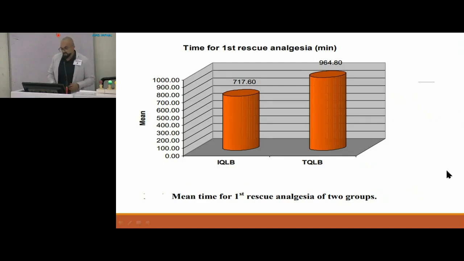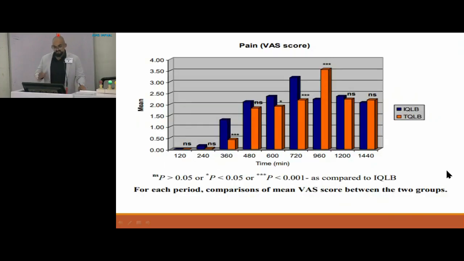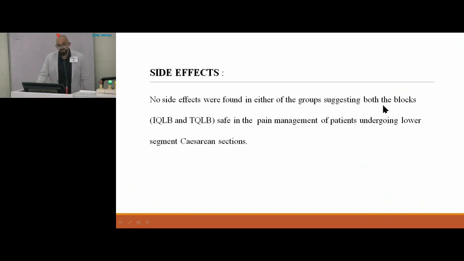These are the pain VAS scores. We can see here that at the 360th minute, 600 minutes, 720 minutes, and 960 minutes, the difference was significant. At all other intervals, the difference was non-significant. At all intervals, the VAS score was lower in the transmuscular group, except at the 960th minute. This is due to the earlier requirement of rescue analgesia in the intramuscular group. There were no side effects found in either of the groups, suggesting both groups were safe in pain management of patients undergoing lower segment cesarean sections.